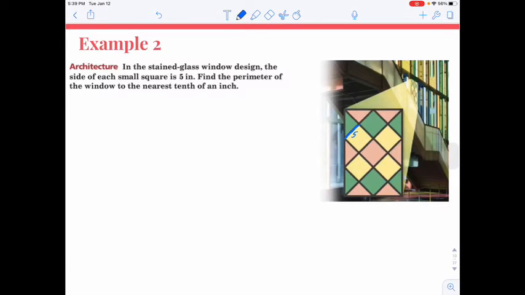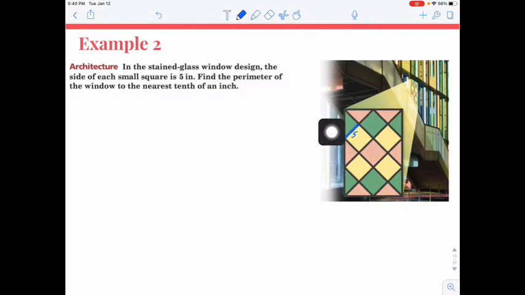Section 6.3, Example 2 says, in the stained glass window design, the side of each small square is 5 inches. Find the perimeter of the window to the nearest tenth of an inch. So I have gone ahead and drawn in where the 5 inches is in the window, and we need to figure out the perimeter. So we need to look at this piece right here, the middle of the square, which creates this little triangular piece on the edge.